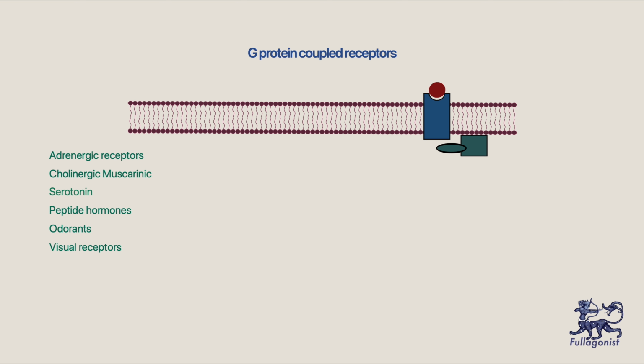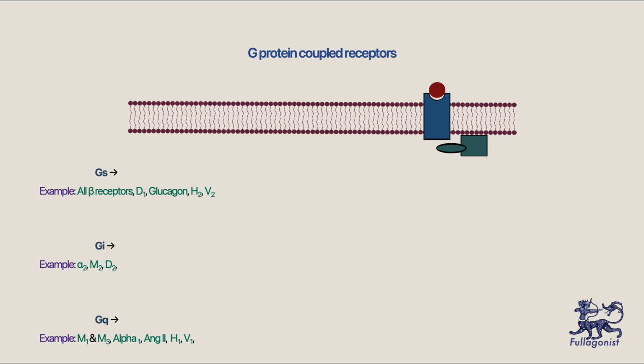G-protein, previously known as GTP binding protein coupled receptors, are called serpentine receptors. Serpens means snake in Greek. The shape of the receptor resembles a snake because they have 7 transmembrane domains which cross the membrane 7 times. Examples are adrenergic receptors, cholinergic muscarinic but not nicotinic receptors, because the nicotinic receptors are ionic channel receptors, certain serotonin receptors, some peptide hormones, odorants, and visual receptors in the rod and cone cells in the eye.